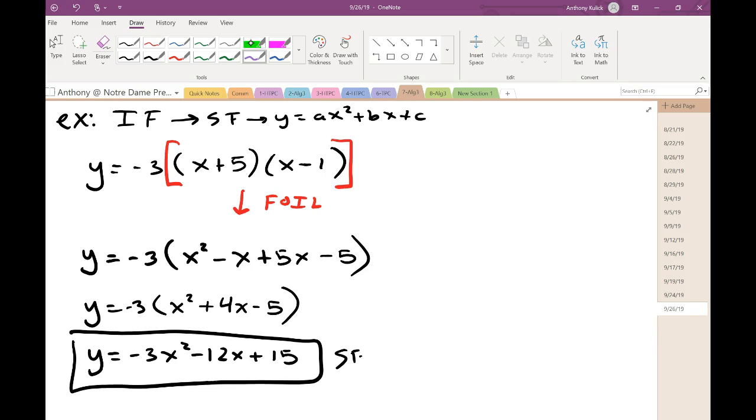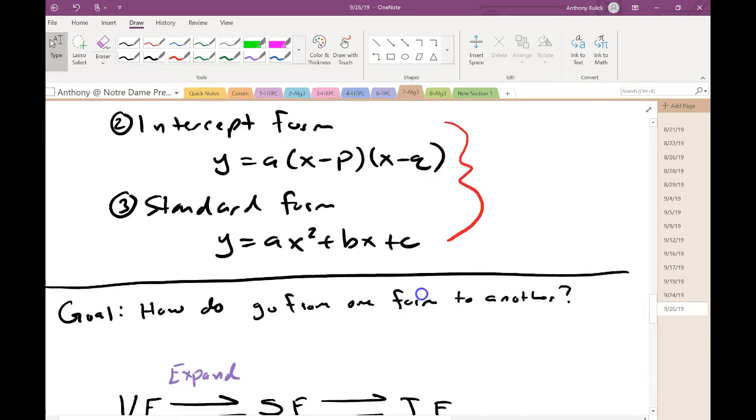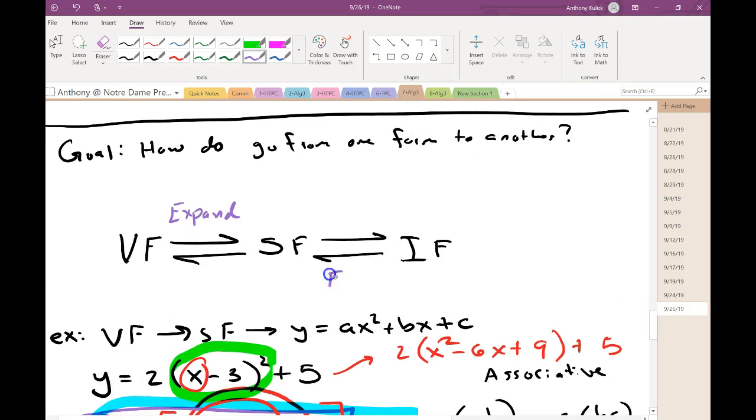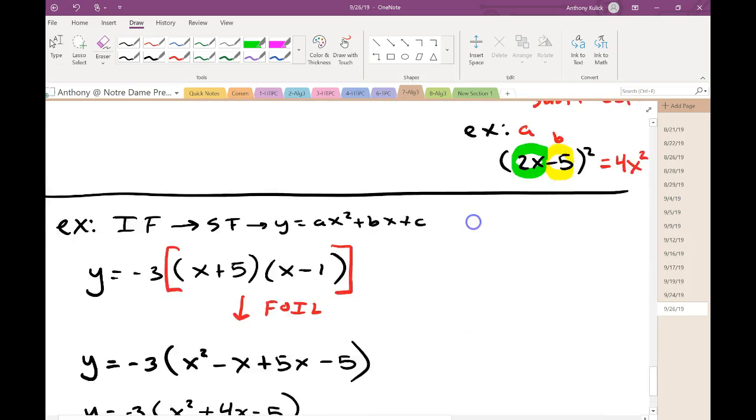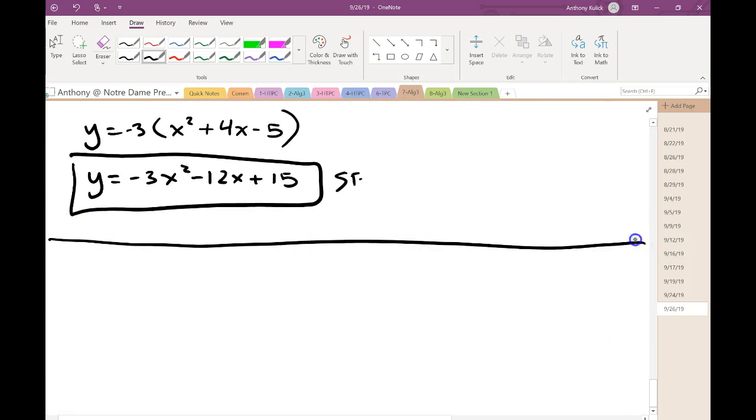So what would we say that we basically do here to go from intercept to standard form? FOIL. Okay, good. So let's write that in that spot in our little map here. The next spot we're going to look at is going from standard form to intercept form. Scroll down to our spot here.